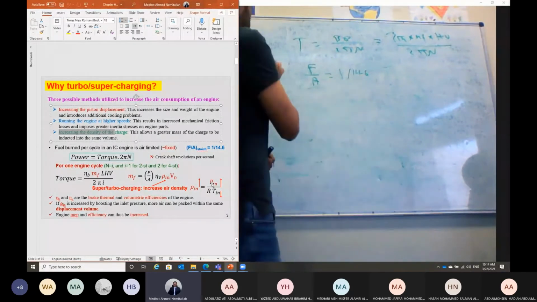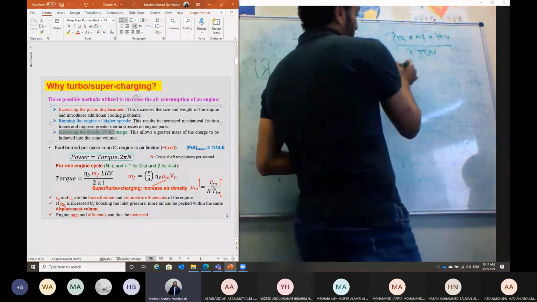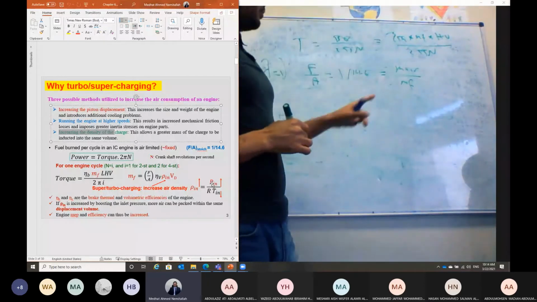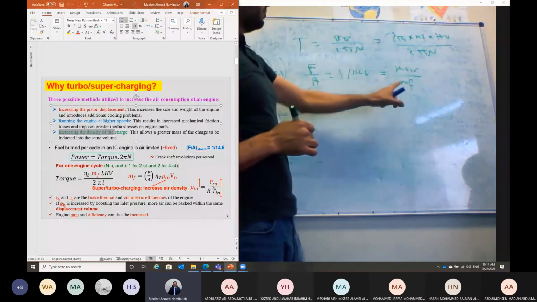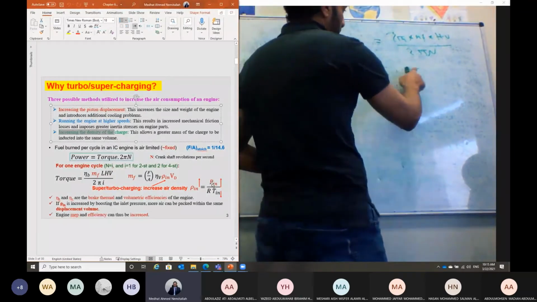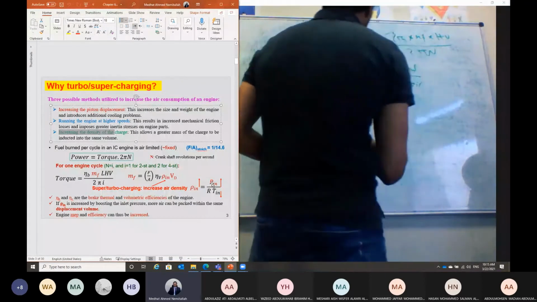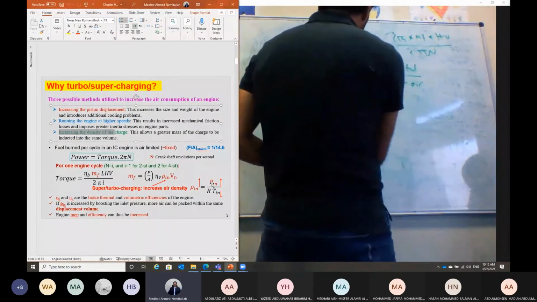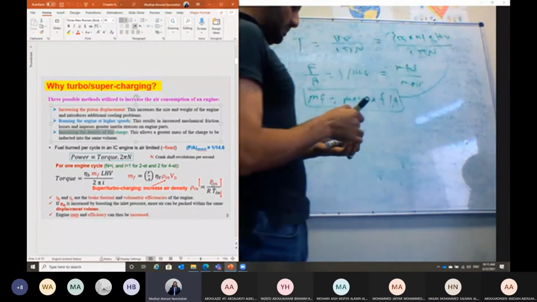The fuel to air ratio based on stoichiometric operation, lambda equal to 1, will equal this value, which is equal to the mass flow rate of fuel divided by the mass flow rate of air. So the fuel to air ratio is the mass of fuel divided by the mass of air. So we can say the mass of fuel will equal the mass of air multiplied by the fuel to air ratio. Let's take this and then we can substitute here.